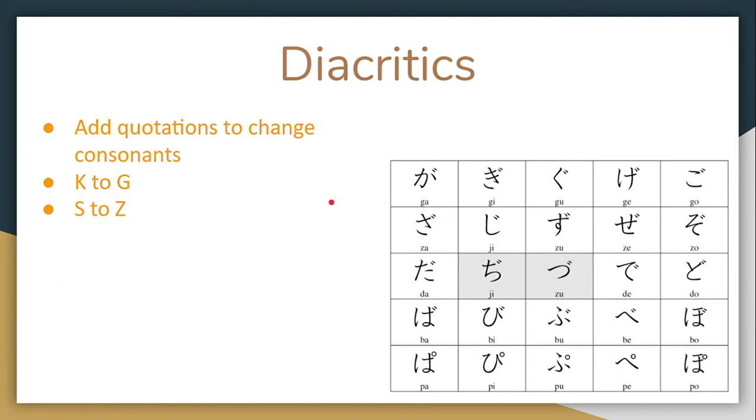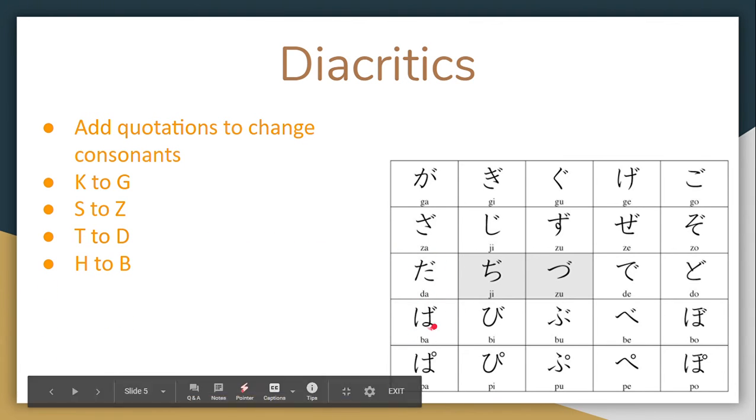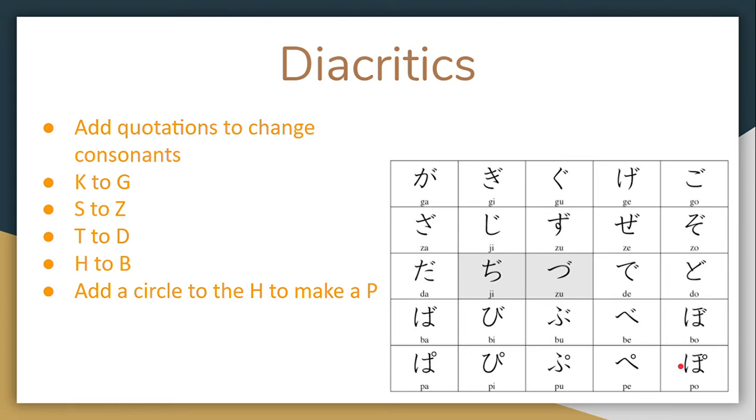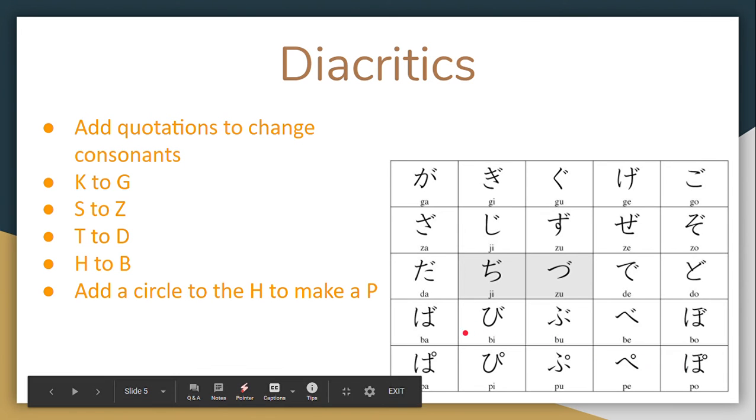S turns to Z, so it's za instead of sa. T changes to D, so you have da instead of ta. H to B, so ba instead of ha. And at the very bottom here, you will notice an exception, where you just add a circle instead of the quotation marks, and that changes the H to a P, so pa instead of ha.